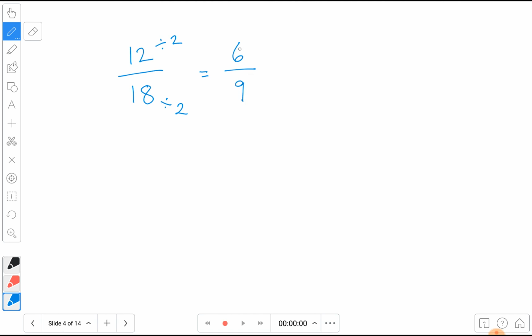But we can keep going because we can divide 6 by 3 and 9 by 3. So we can divide these both by 3 still. 6 divided by 3 is 2, and 9 divided by 3 is 3. And now we're down to its lowest form. We can't go any lower than that. So 12 over 18 can be written as 2 over 3. That's reduced all the way down.